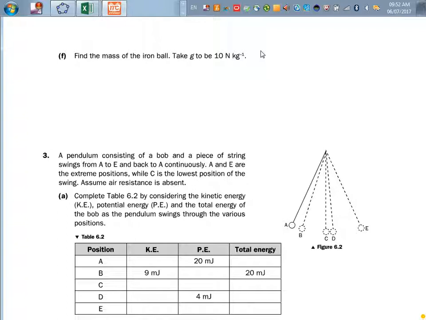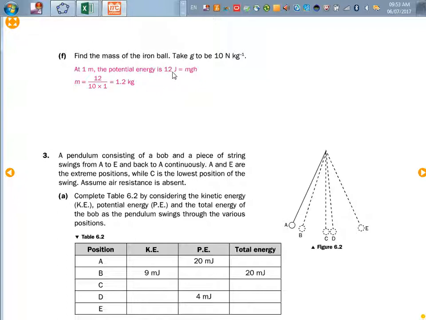Whereas if you use your gravitational potential energy, we can just use mgh. 12 joules is our gravitational potential energy, equal to mgh. This is at 1 meter in height. That is the highest point. There is no kinetic energy involved, so all of the energy is just gravitational potential energy.